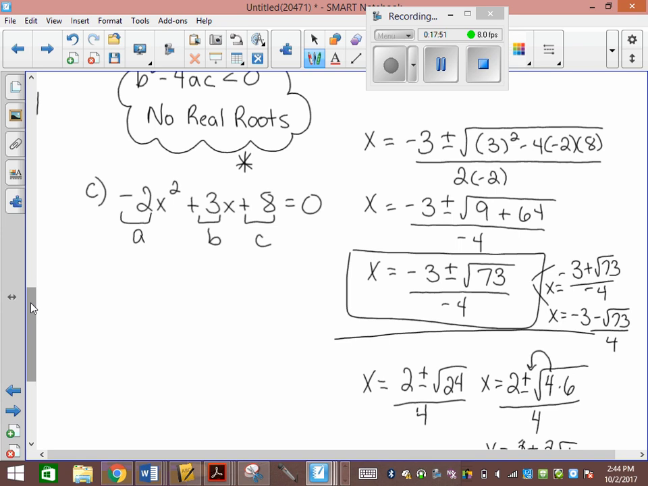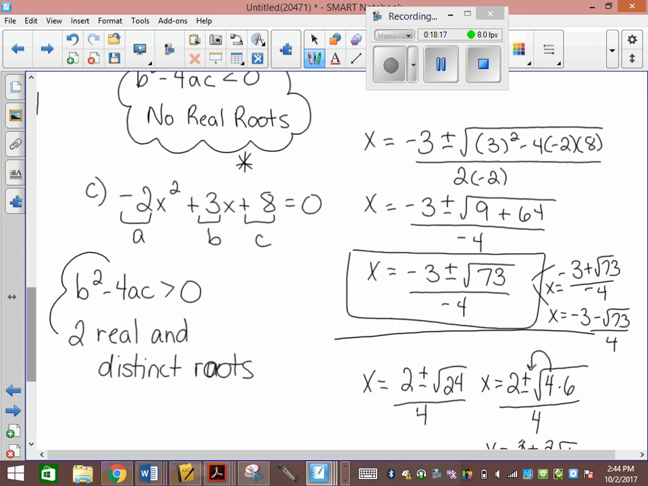How many x-intercepts? 2. So if b squared minus 4ac, if that discriminant is positive, if that discriminant is greater than 0, you get 2 real and distinct roots. Yeah, so it's greater than 0. I said negative before. So you're going to get 2, right, when that discriminant is greater than 0?